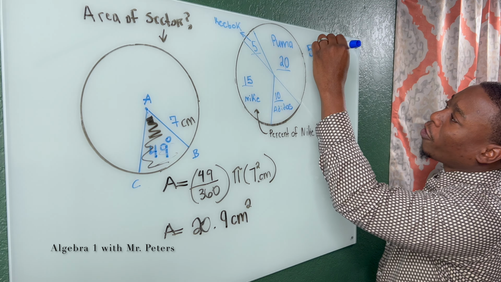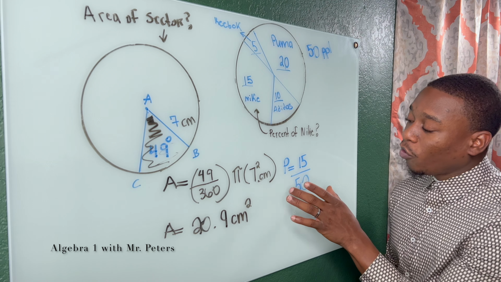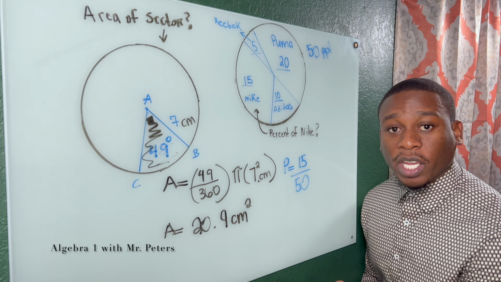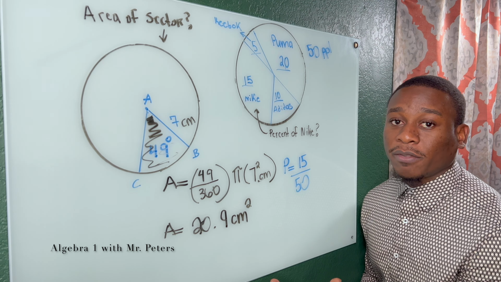So if they're asking us for the percent of Nike, it's very similar to this equation. So we're talking about the percent. Let's put P is equal to what? The amount of people. So we have 15 people out of how many? 50. That's the same thing here, but they're just different concepts. We are not going to use the radius or circumference in this. They never gave us that information. We would not be able to figure it out just based off these numbers.